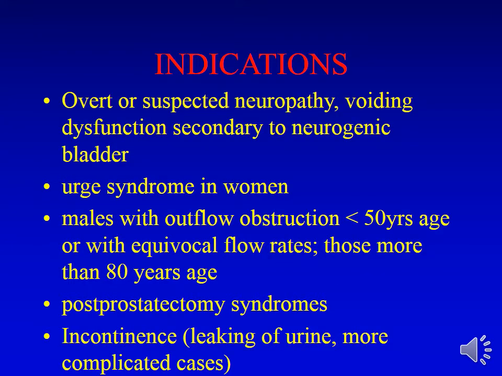Now, what are the indications of doing a urodynamic? We do a urodynamic for neuropathic cases, that means neurological cases where there's voiding dysfunction. In other words, the bladder is not functioning well. In many urge syndromes in women which failed conservative management, in males with outflow obstruction, less than 50 years of age or those more than 80 years of age. Post-prostatectomy syndromes, that means after a person has had the prostate removed, they have a lot of urinary problems, passing urine problems, difficulty in voiding, then we do a urodynamic.